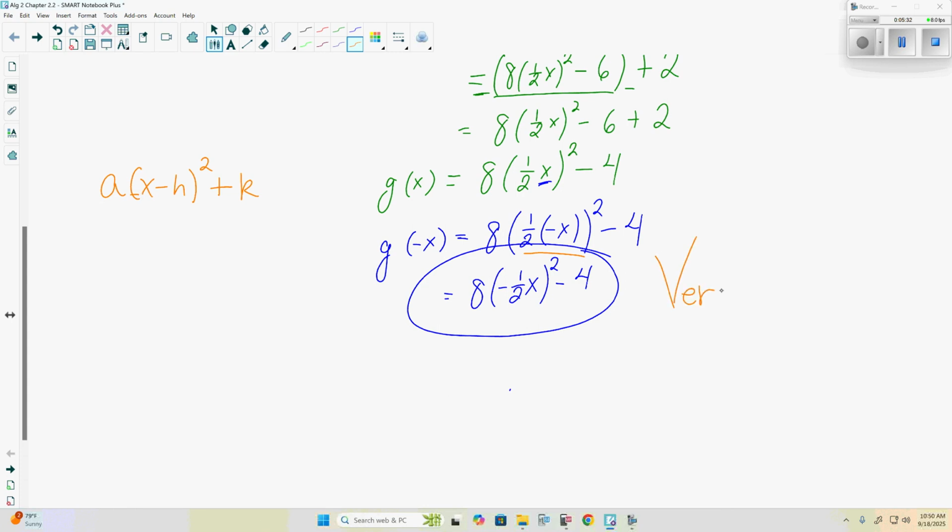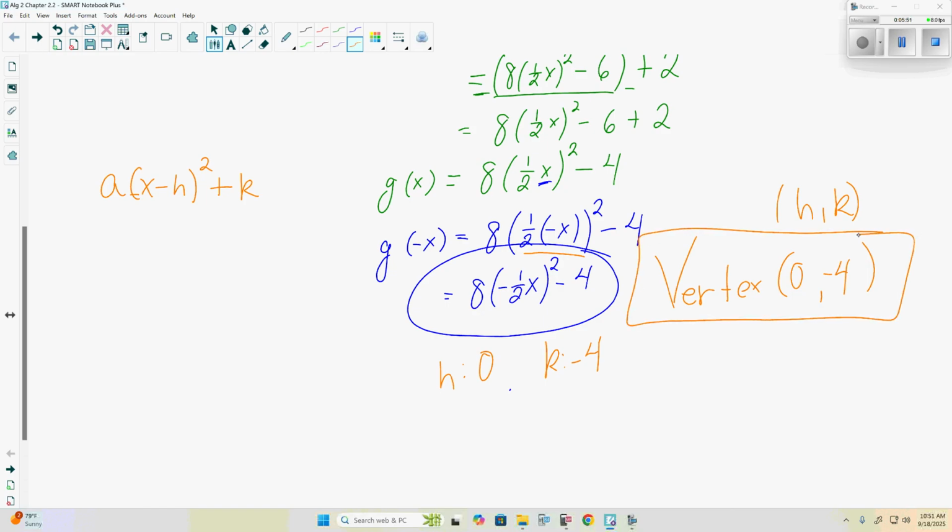Now the only other thing we need is the vertex, our h, comma, k. What is the value of k here? -4. What is the value of h? 0. So the vertex is the point 0, -4, and 8 parentheses -1/2 x close parentheses squared minus 4 would be the answer for the equation. Questions on this? Does that answer y'all's question on that one? And yes, it does have 3 steps, and we get this.